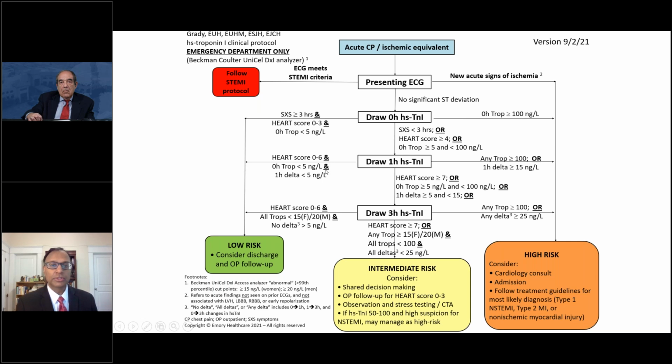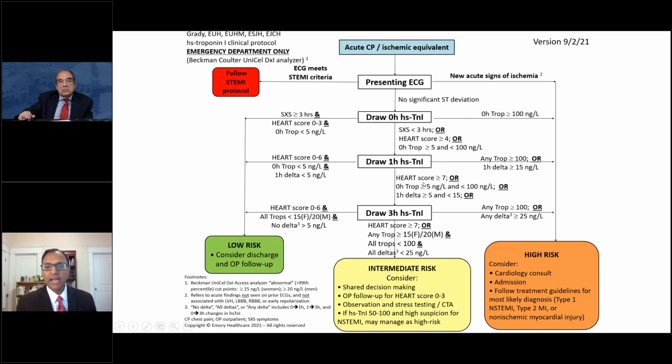Are their HEART scores low? Is the delta low? And if so, you're low risk. If not, you continue down this pathway. At any point, if you meet any of these criteria where you have a troponin that's high risk, or deltas that are in between, you'll go down this pathway or this pathway.